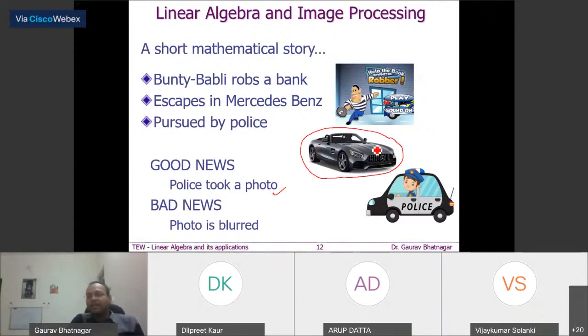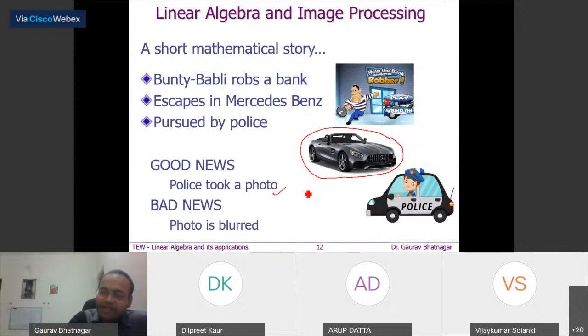Now my assumption over here is that this car belongs to those two people only. So if we use that number plate and try to trace the owner of this car, I am assuming that we are essentially going to get Bunty and Bubbly. Now the bad news is that whatever photo they have taken is blurred. Now what is the way?